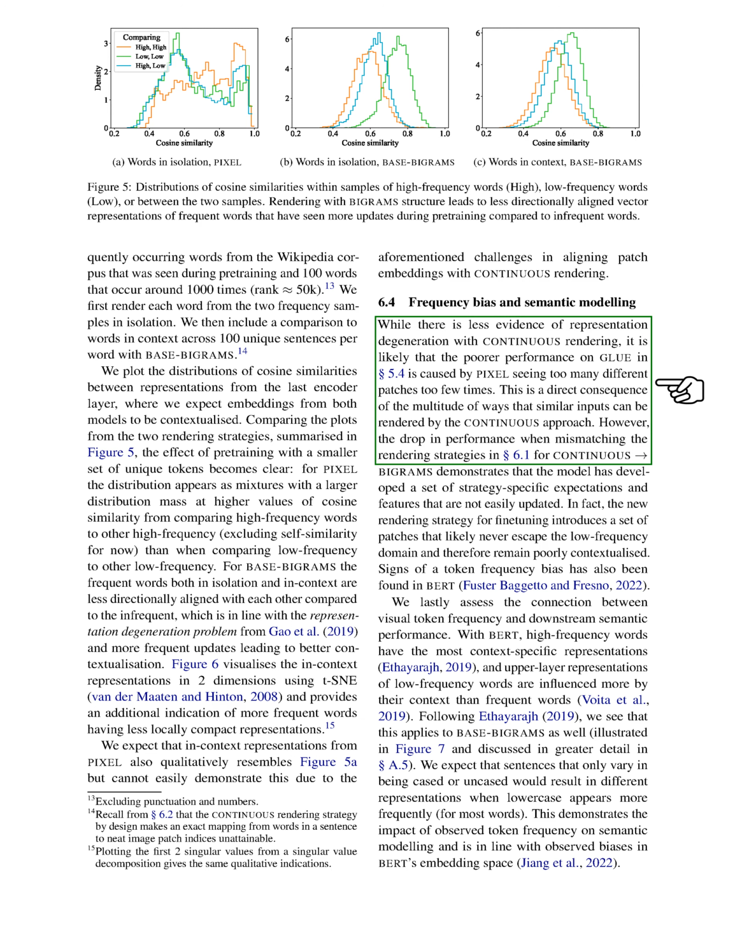Interestingly, when we tried to switch the rendering strategies in the pre-training versus fine-tuning section, from continuous to bigrams, the performance dropped. This suggests that the model has developed specific expectations and features for each strategy, which are not easily adaptable. The new rendering strategy for fine-tuning introduces patches that likely remain in the low-frequency domain, meaning they are poorly contextualized.